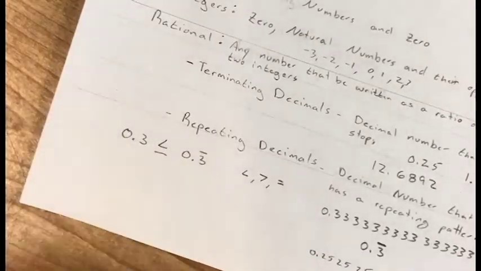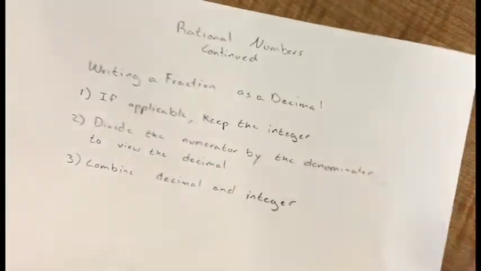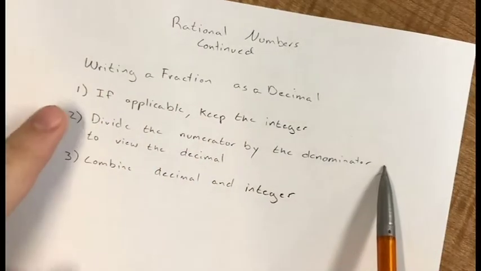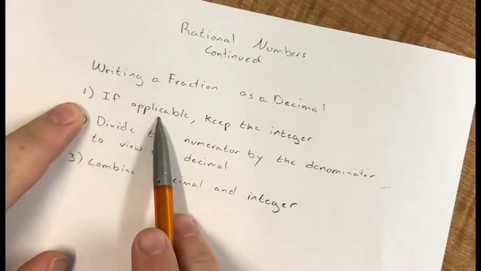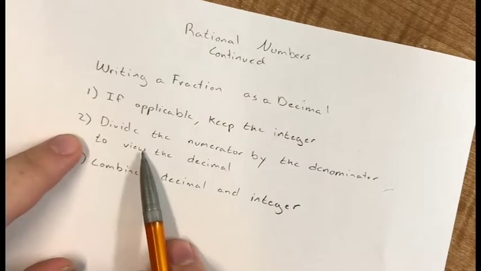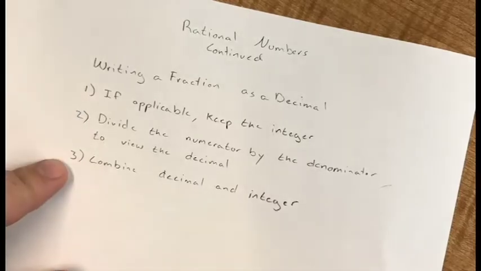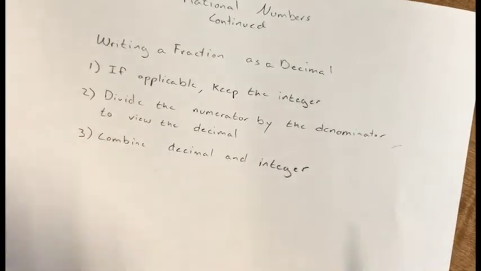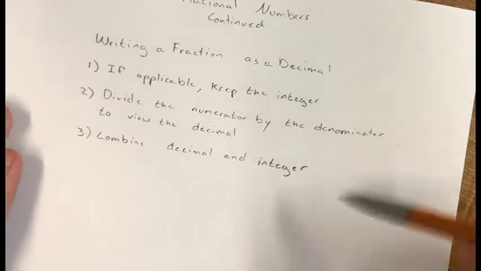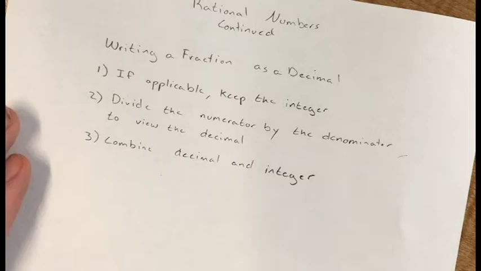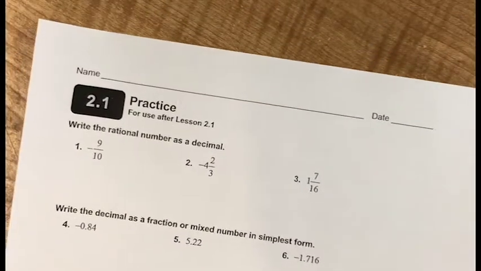Just something to keep in mind. All right, so let's go through some rules, because what we're about to do now is take a fraction and write it as a decimal. So it says this: if applicable, keep the integer. Two, divide the numerator by the denominator to view the decimal. Combine decimal and integer. All right, so we'll walk you through it in just a second. But this is how we go from a fraction to a decimal. So let's look at the next page, and just keep this in mind.